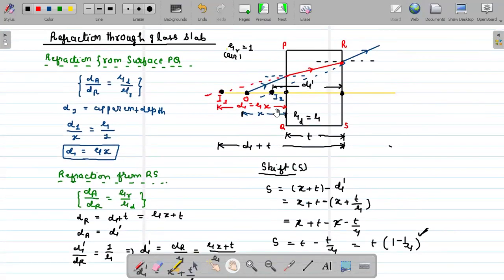I hope you all understand this explanation or the derivation of this formula.